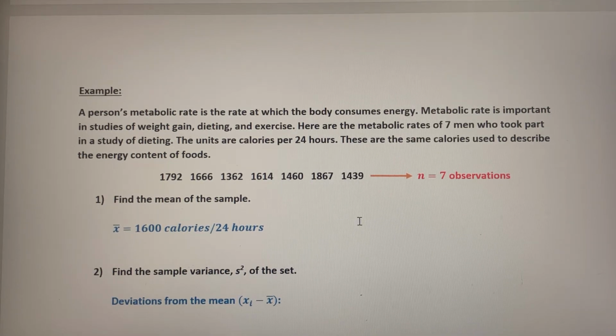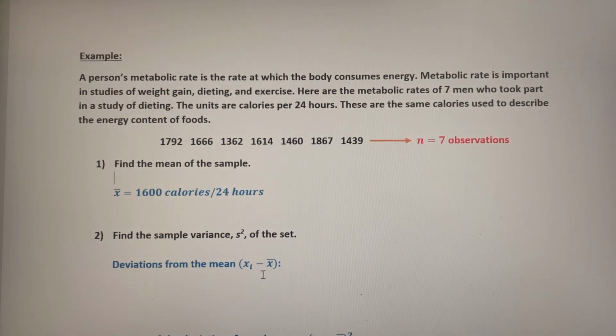Now, the next thing we want to do comes from the formula here. The first thing we want to do is what's in parentheses. Think order of operations. We're going to subtract the mean from each of the individual observations in the data set. So I'm going to subtract 1600 from 1792, and I get 192. I'm going to subtract 1600 from 1666. That gives me 66. 1362 minus 1600 gives me negative 238, and so on.